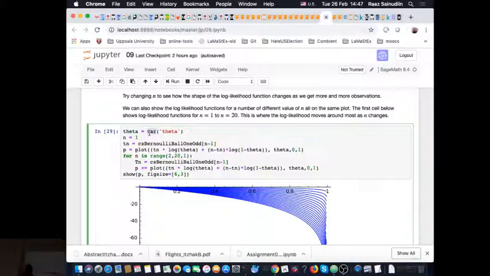So then n is 1, and t sub n is the sum of Bernoulli ball 1 odd, n minus 1. So that is the full sample, right? All of them. And then I'm just plotting now the symbolic expression Tn times log theta plus n minus Tn times log 1 minus theta. And what I'm actually showing you is this plot symbolically.